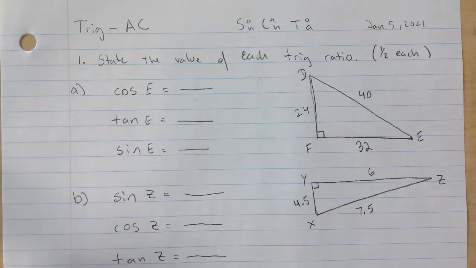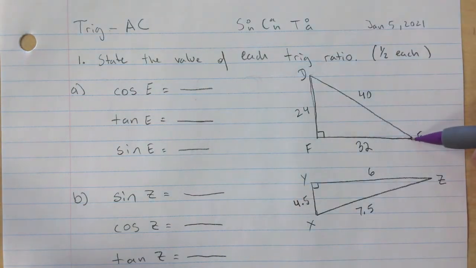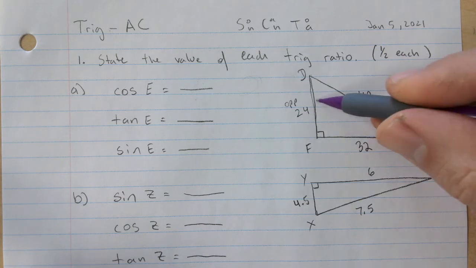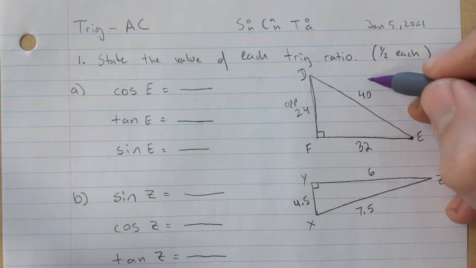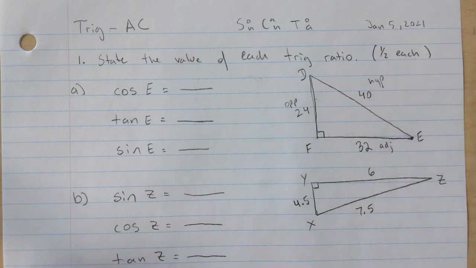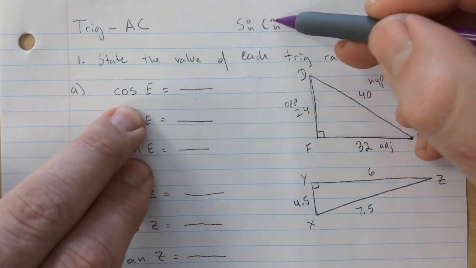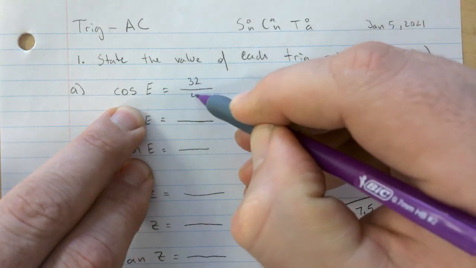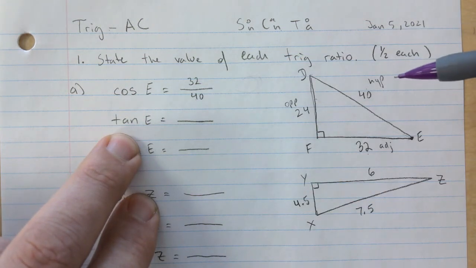So I'll label it at the top to help me. But they're all talking about angle E, so I'm stationed here. Opposite is always across the angle that you're situated in. And the hypotenuse is always across the 90, so this must be the adjacent side. So you label them. Cosine calls for adjacent and hypotenuse, so it's 32 over 40. So cosine has to have 32 and 40 there for you to get the mark.